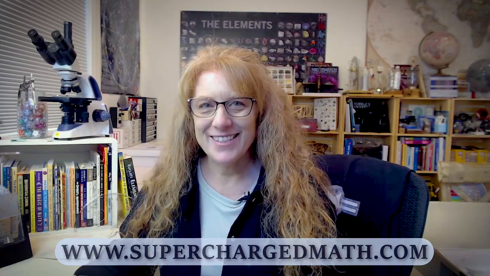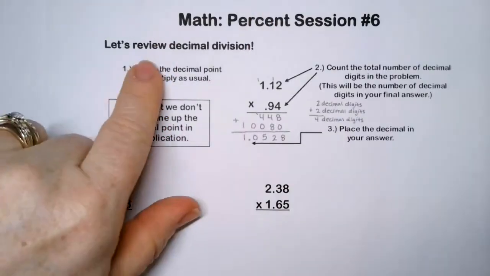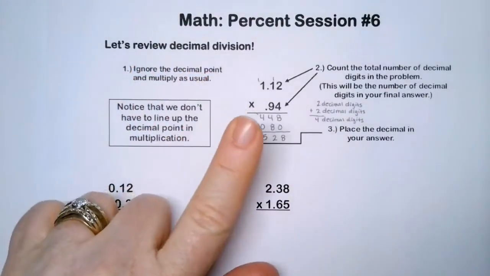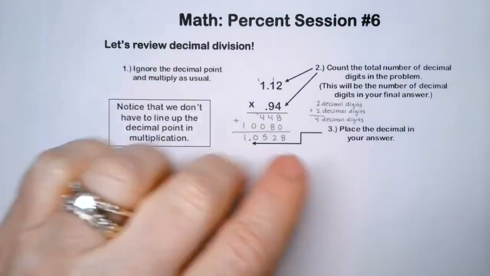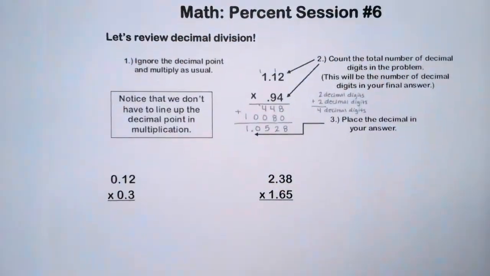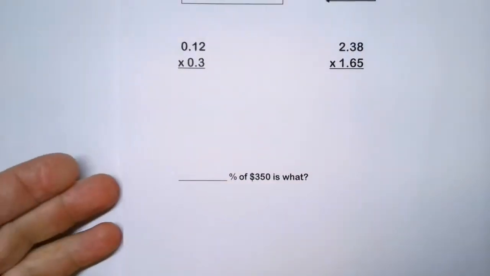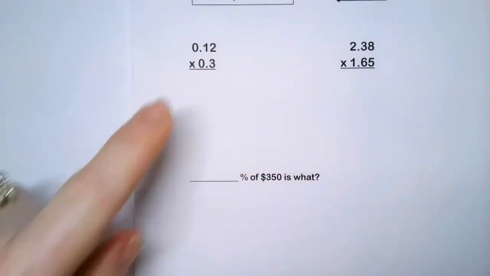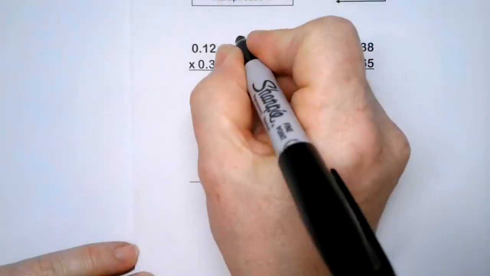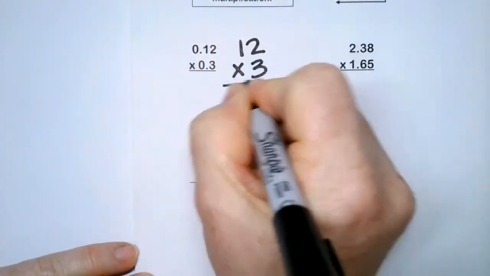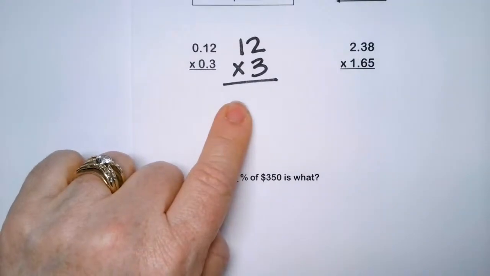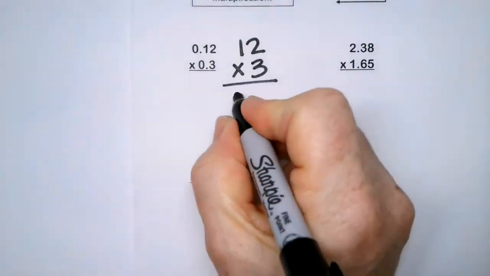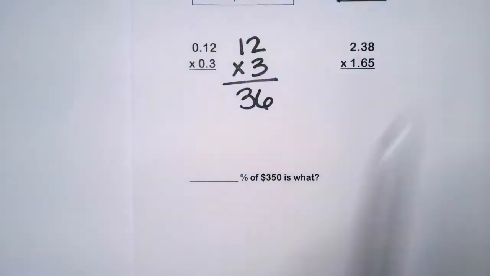Okay, let's get started. So we're going to review decimal division. Now, if it's been a minute since you've done this, let's just practice, you and me. All right, so 0.12 times 0.3. So remember what we do. We get rid of the decimal points and we just do 12 times 3. You guys should all know the answer to that. Shout it out. That's right. It's going to be 36. Now, where does the decimal point go?